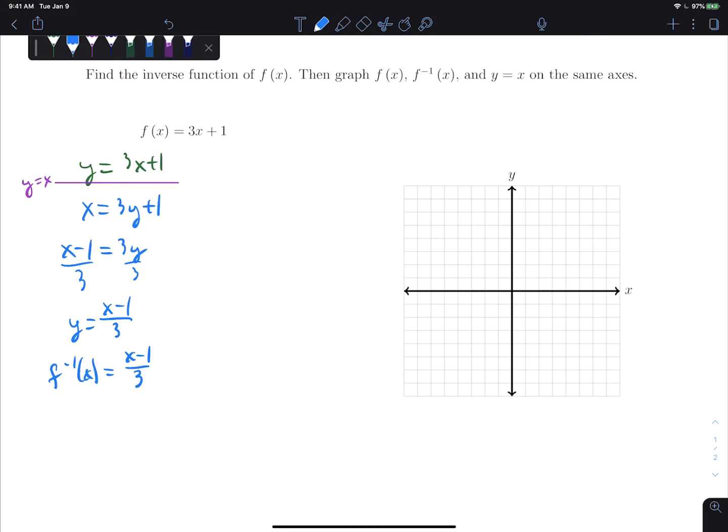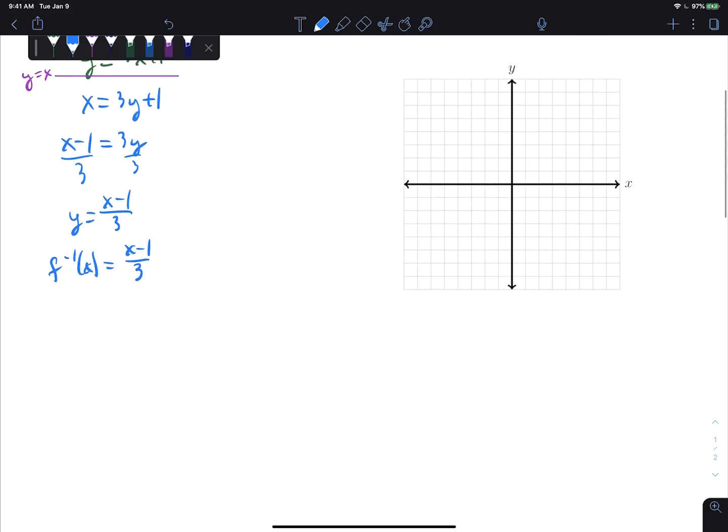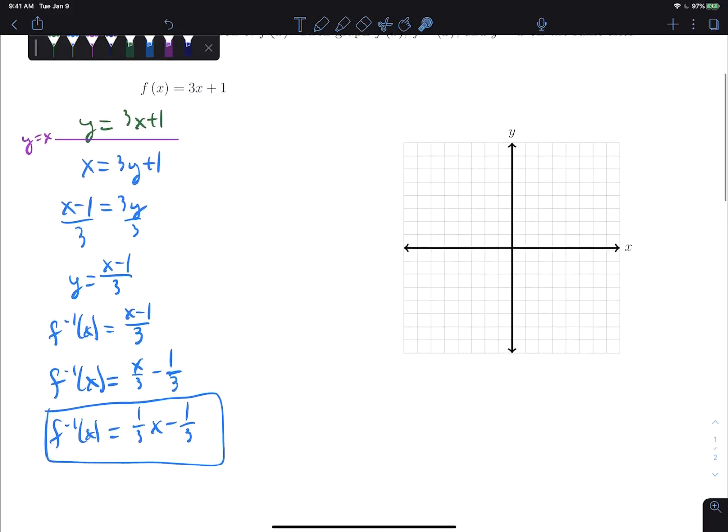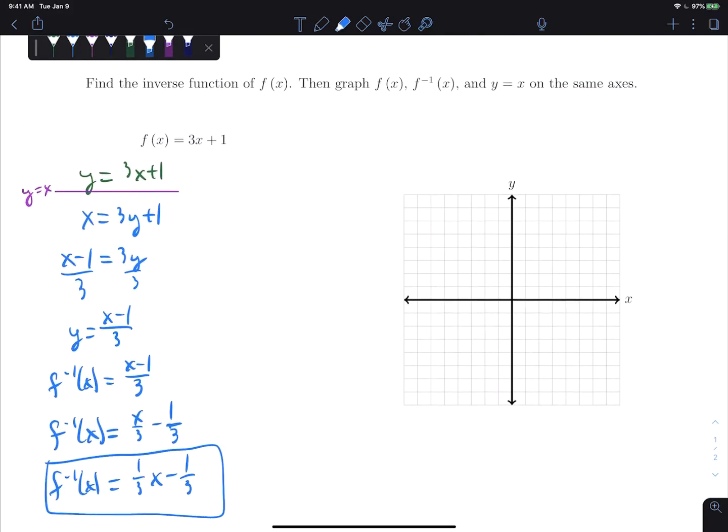But notice that that's a constant in the denominator. So I'm going to go ahead and break this down into x over 3 minus 1/3, which is the same thing as saying 1/3 x minus 1/3. And what happens here is that this is a linear function. Okay? So that is our inverse function. That is the inverse of f of x.